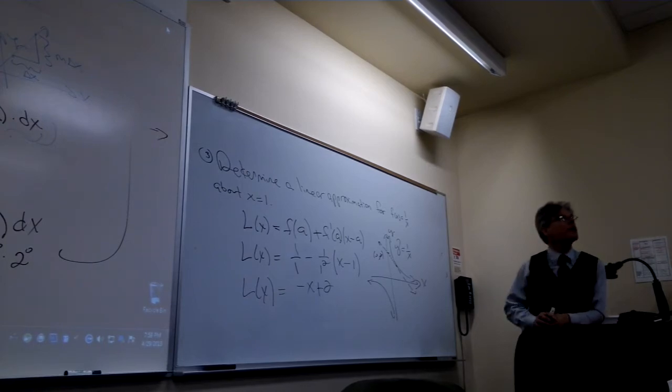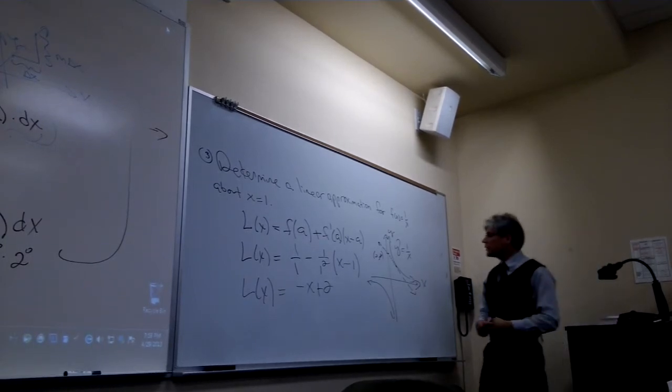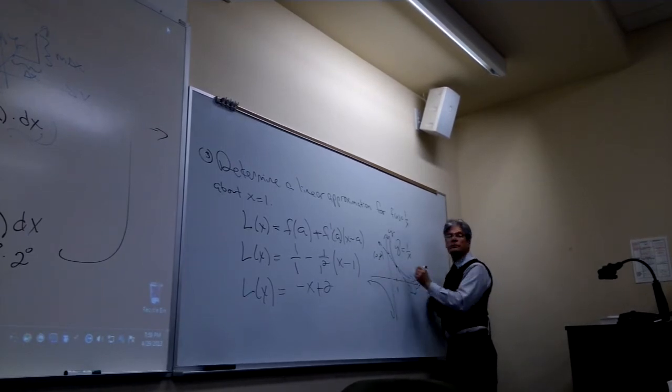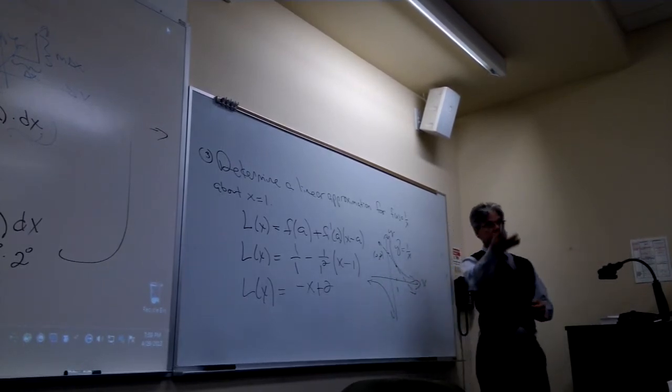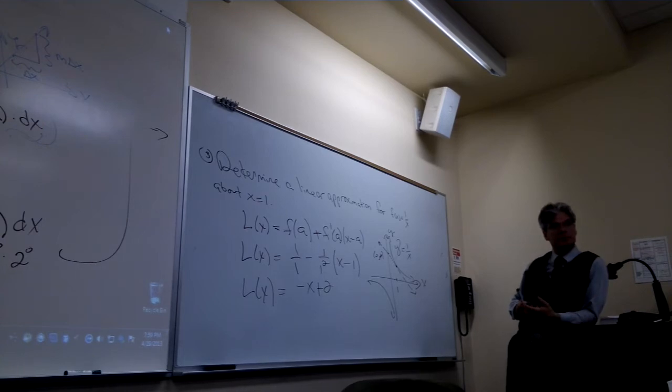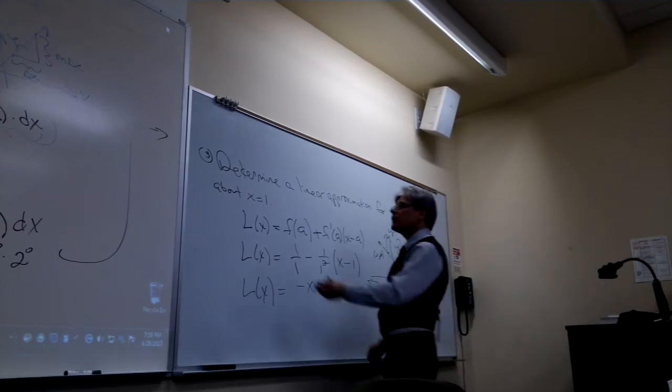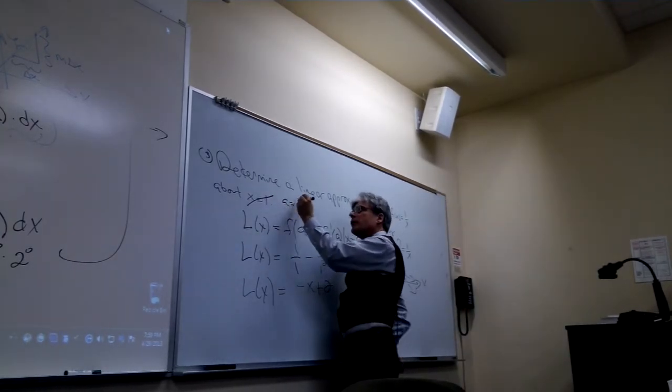Ah, but you know what? I don't give a darn. I was just trying to find a linear approximation about x equals 1. Oh, okay. That was the question. So when the question says about x equals 1, what is it saying? You know, I could have phrased it this way: this really does mean that a is equal to 1 in this equation.